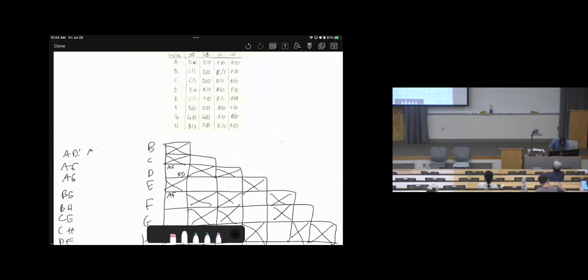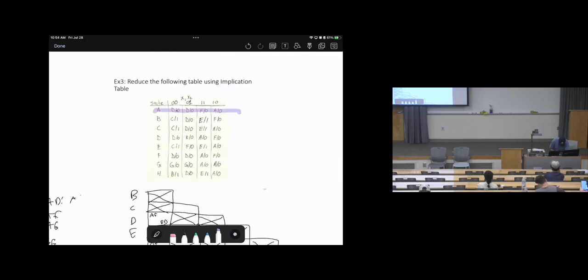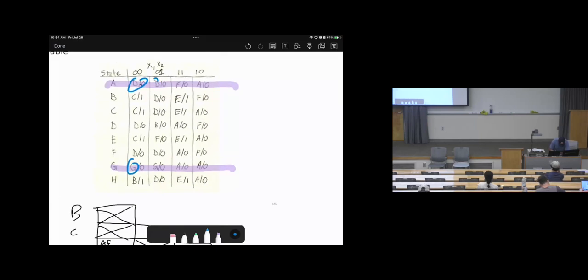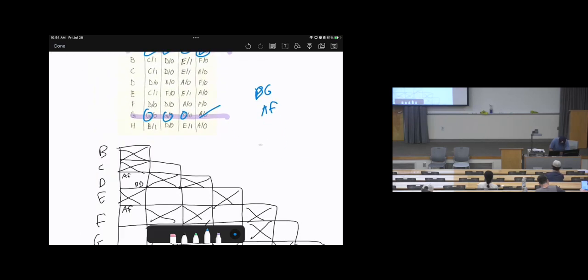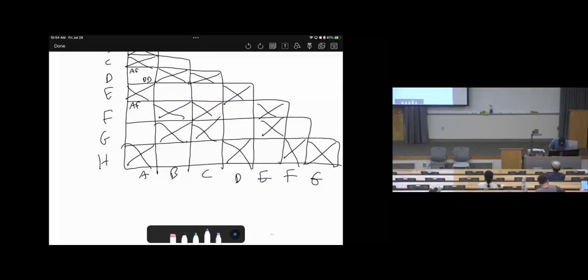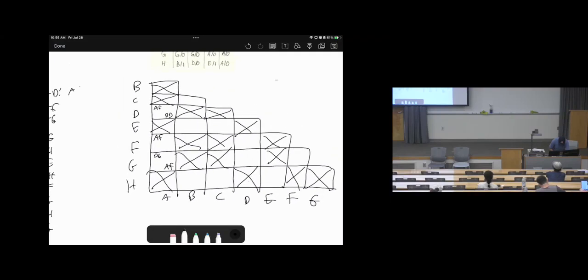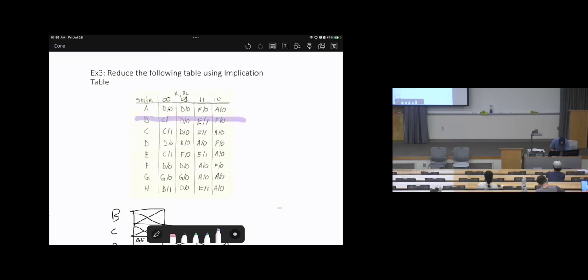Then the other one, A and G. Here's A, here is G. So we have DG as implication pair, AF, and the rest are fine. So as a result, we have DG and AF, two implication pairs. I'm going to erase it to write it like DG and AF here. Now with BC, look at B and look at C. Here is B, here is C. CC, DD, EE, we have AF implication pair. So the only implication pair here is AF.